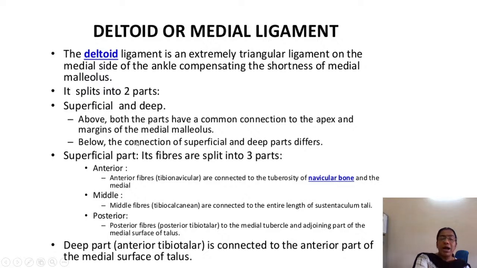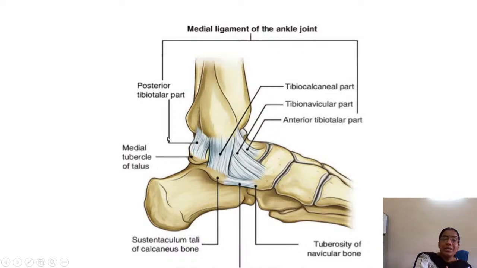Within that superficial part, it again consists of three fibers: anterior fibers, middle fibers and posterior fibers. So this is the superficial part of the deltoid or the medial ligament, which consists of anterior fibers, intermediate fibers and posterior fibers.